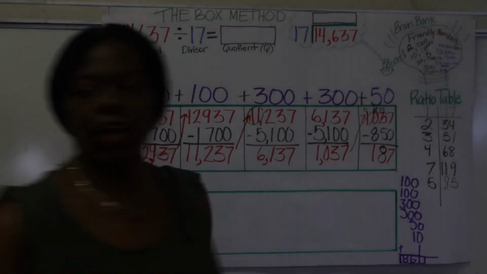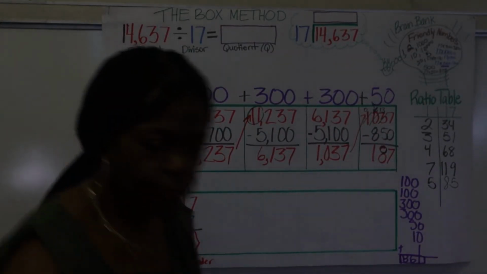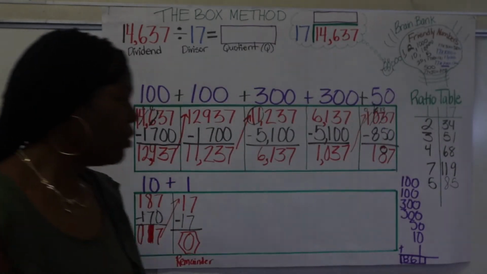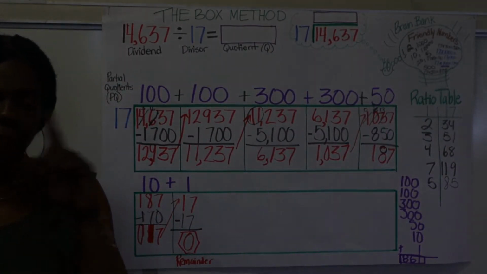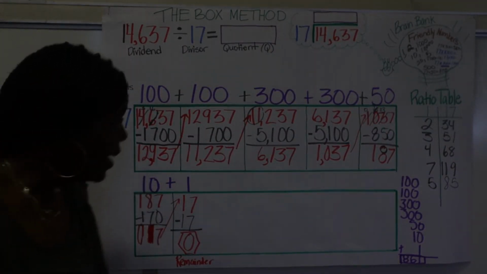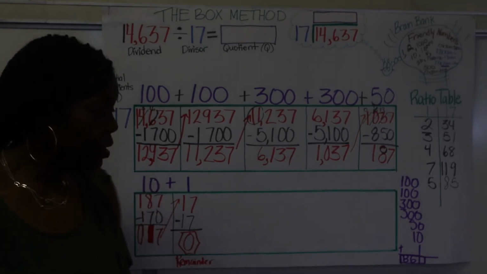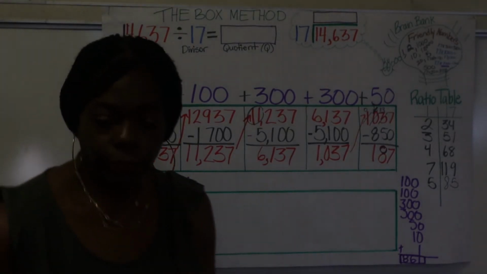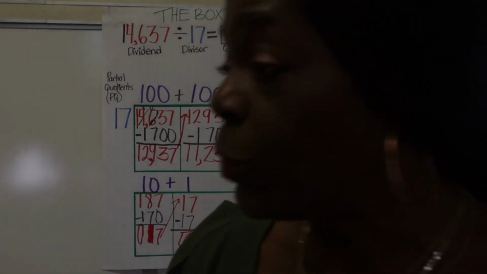So, what is our quotient? Do we have a remainder? No. But how would I know this is right if I check it using multiplication? Prove it. Go. Check it using multiplication. Go.